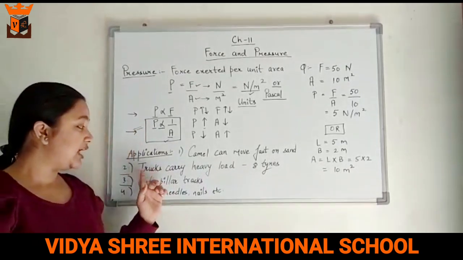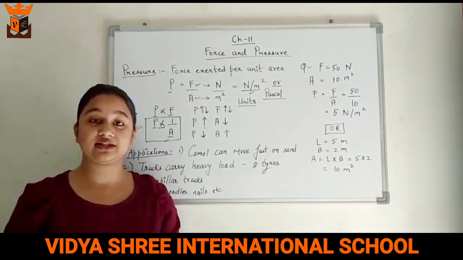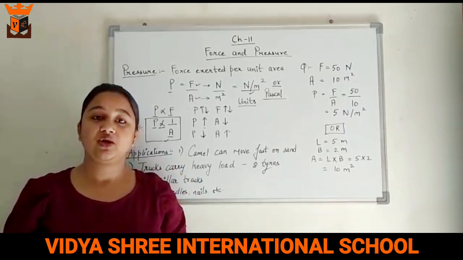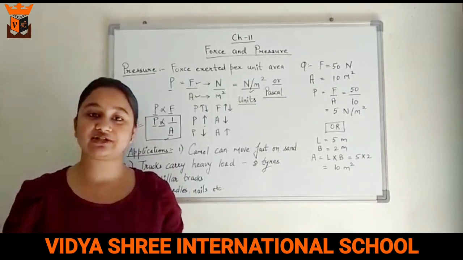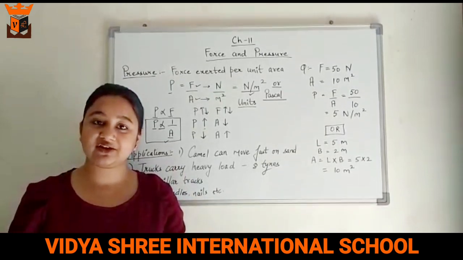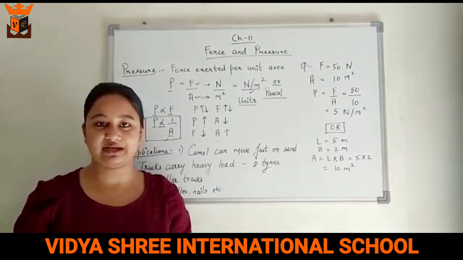Second comes the heavy trucks. The heavy trucks generally have 8 tires rather than 4. This is because when they are using 8 tires rather than 4, they are increasing the surface area. And as the surface area increases, the pressure on the tires will decrease automatically.